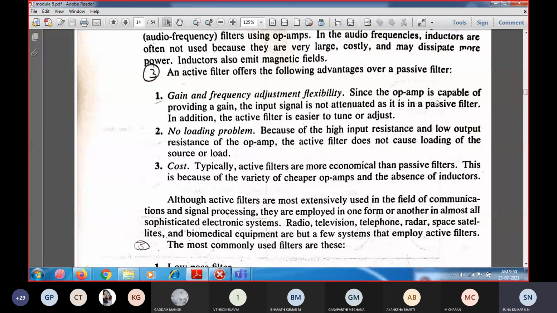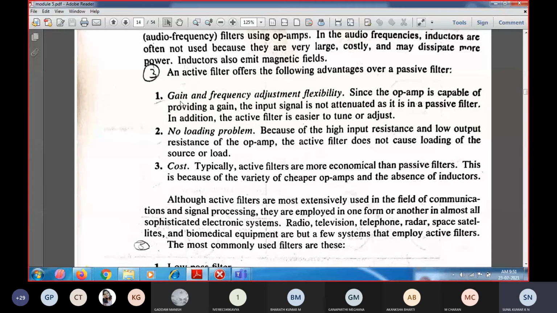As I told, there are three important points. The first is gain and frequency adjustment flexibility. Gain is a very important parameter, and flexibility is another important parameter. Gain means what? If you use only resistors and capacitors, you cannot increase the gain, because passive components will consume the signal and dissipate it in the form of heat.